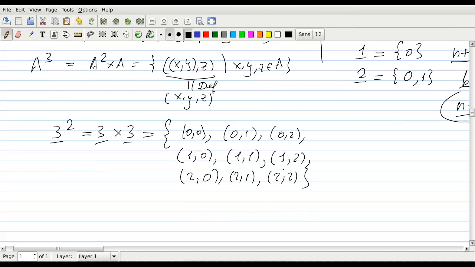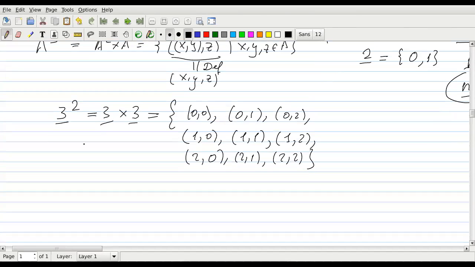So is it any surprise to you? No. Interesting. But what is 3 underlined to the power 2 underlined? By the definition, it should be the set of all functions. Which functions?